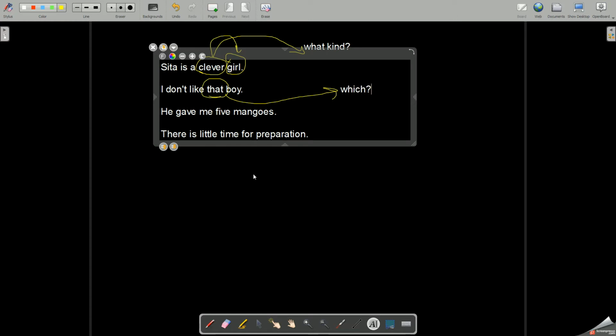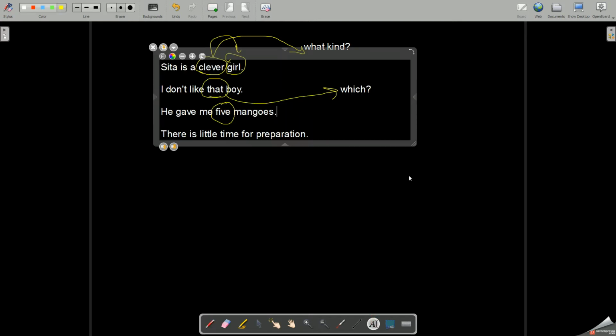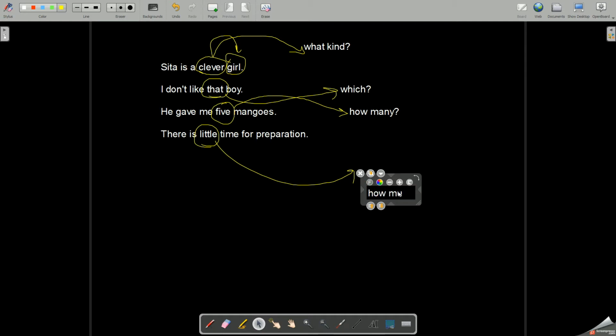He gave me 5 mangoes. How many mangoes? So this word 5 answers the question, how many? There is little time for preparation. This answers the question, how much? How much time is left for preparation?